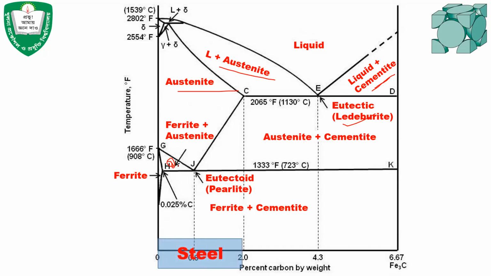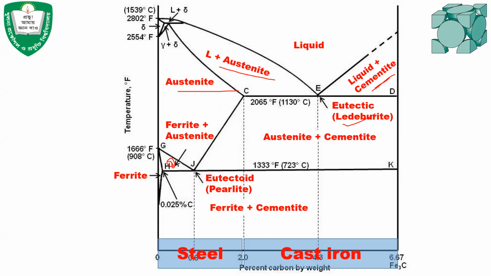When the carbon content in the iron is up to 2%, we call it steel. If the carbon content is more than 2%, then we call it cast iron. Above that is a different thing. That is also cast iron, but it's kind of different. You'll learn about that in the other part of metallurgy, that is part B.